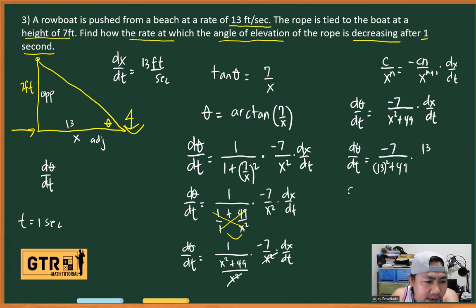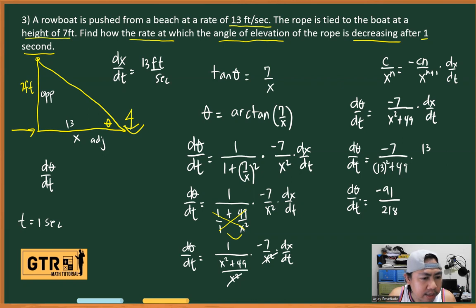Calculator na lang yan. d theta over dt equals negative 7 times 13. So negative 7 times 13, so that is negative 91 over, diretso na natin, 13 squared. So that is 13 squared, so that is 169 plus 49. So we have 218.